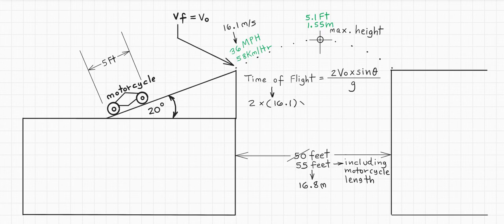So we can take 2 times the initial velocity, or the launch velocity, times the sine theta, divided by gravity. So 2 times 16.1 times sine of 20 degrees divided by 9.81. So this becomes 1.12 seconds.